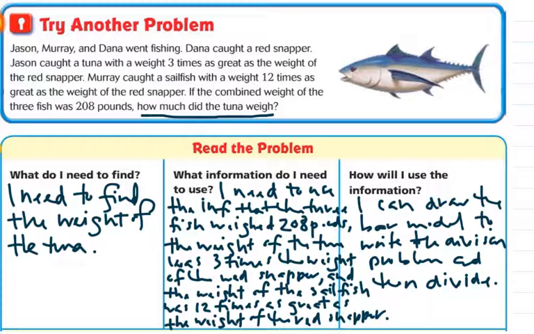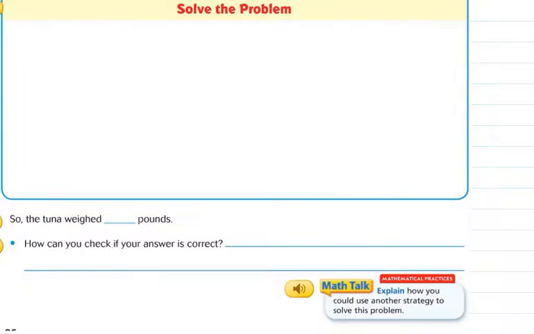So let's do some problem solving. So boys and girls, I can draw the bar model to show the relationship between the weights of the 3 fish. I'm going to first draw one box for the weight of the red snapper. So why don't you do that one with me? Three boxes for the weight of the tuna. And 12 boxes for the weight of the sailfish.